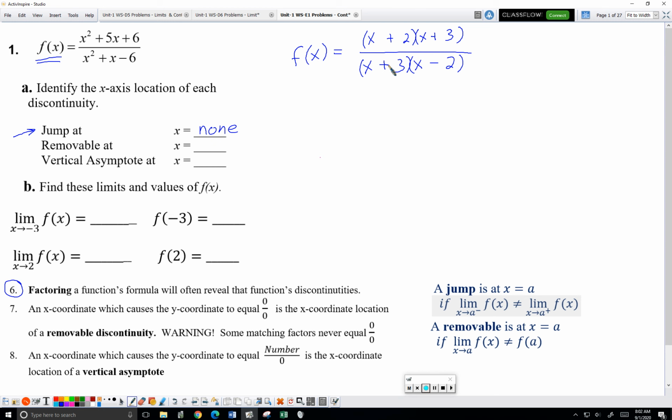If you have trouble with factoring, come talk to me after school. I can usually help you get that fixed pretty quick. So, okay, next thing I like to do is I think it really helps to spread things out. So I look for matching factors.